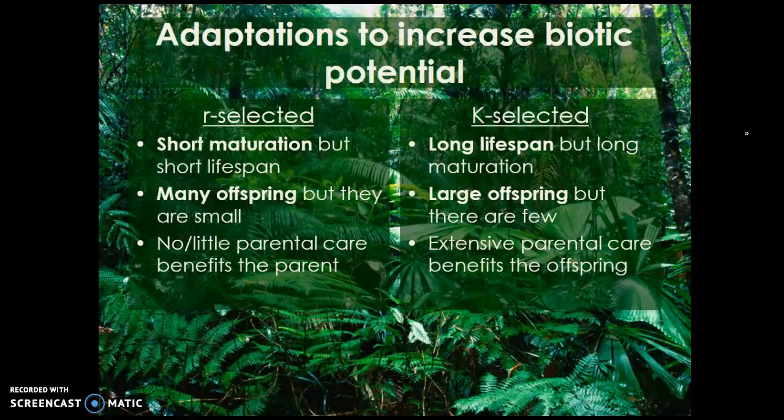We also see that with the R-selected species, there's little to no parental care. So if you think about a frog, for example, frogs are going to lay thousands of eggs in a pond and kind of just take off. They're not going to watch their offspring grow up. And then when we look at K-selected species, elephants, for example: when an elephant has an offspring, it stays with them for a very long time. It could even be their entire life. Humans have extensive parental care. Even chimpanzees are often taking care of their young for a very long time.